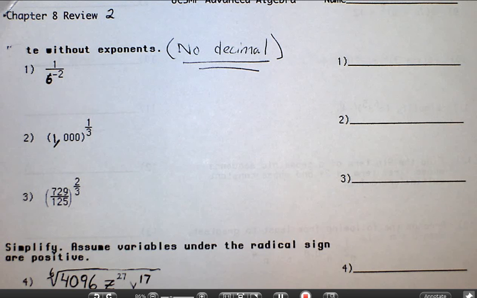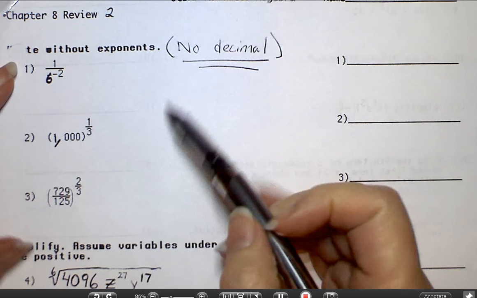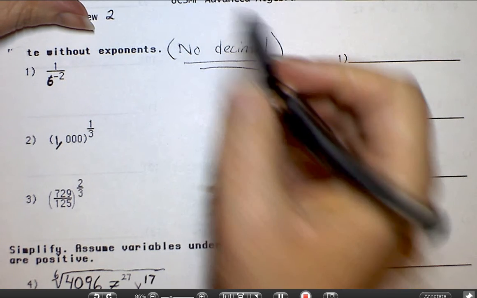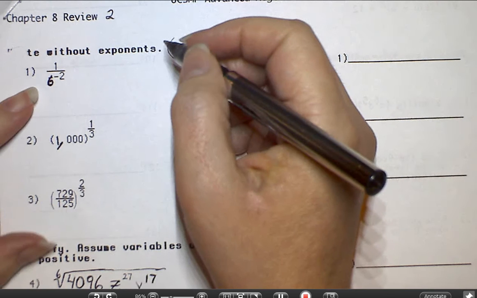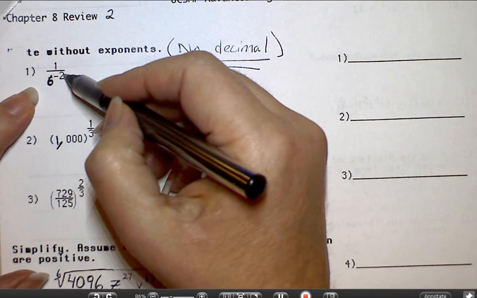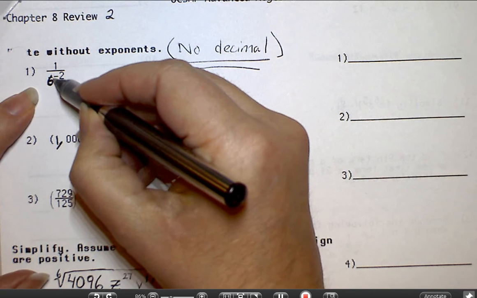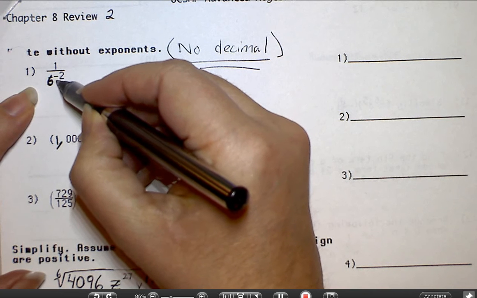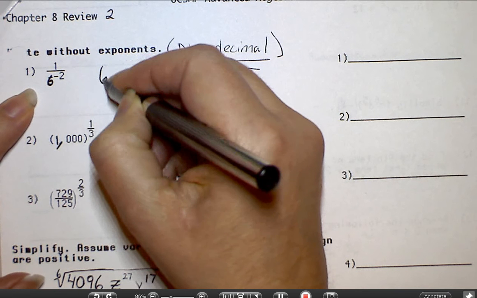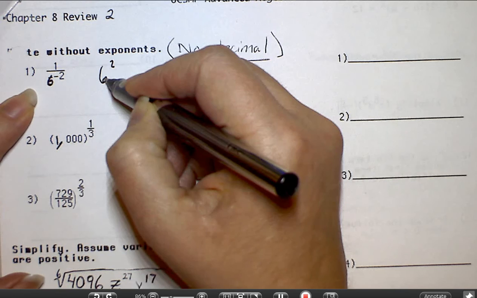Alright, Chapter 8, Review 2. The first three problems are written without exponents, and there's no decimal. The first thing we have is 1 over 6 to the negative 2. What does this negative do? It brings it to the top. So that means that we have 6 squared, and 6 squared is 36.